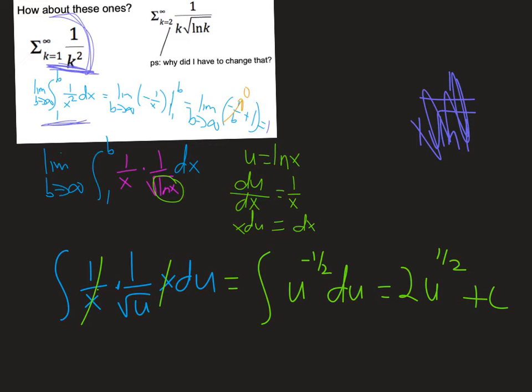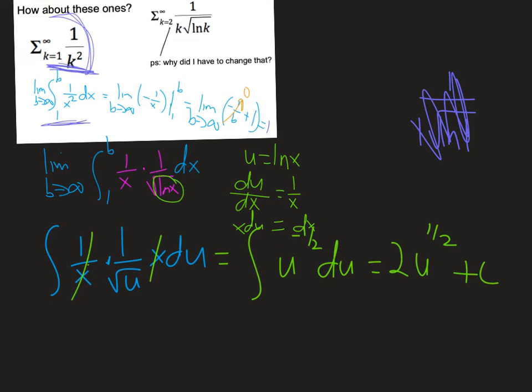And now let's go back to x's. So this is an example where I would not change the bounds because I find that confusing. You can totally change the bounds, but I would not because it confuses me. So we've got 2 times u, which was the natural log of x, to the 1/2.